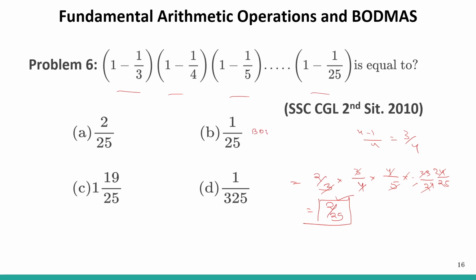Let's think about how the BODMAS rule is applied here. In BODMAS, what do we search for first? We search for brackets. Are there any? Yes, there are multiple brackets, so we simplify them by converting them into fractions. Then we search for divisions, then for multiplications. At the time of multiplying, we can see that there are terms cancelling in the numerator and denominator. After simplifying those, what we are left with is 2 by 25. So this is the answer.